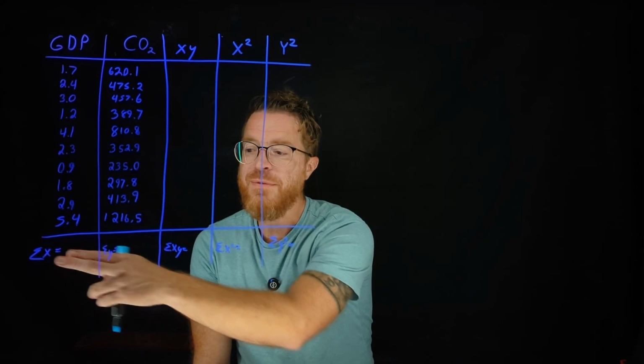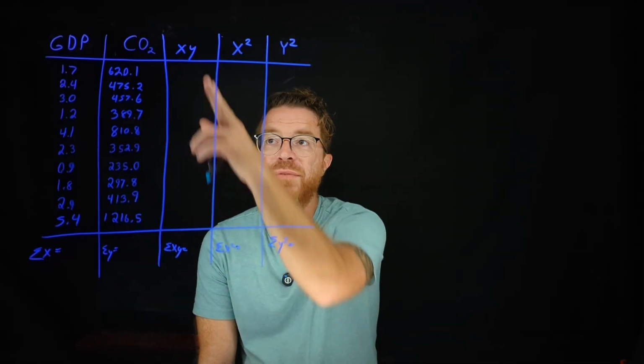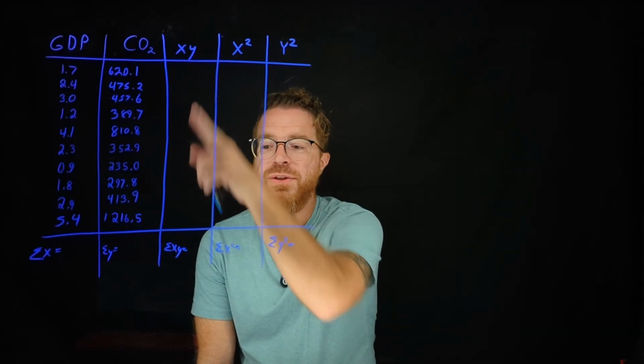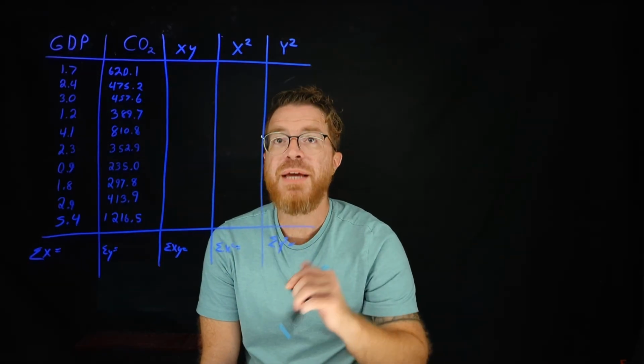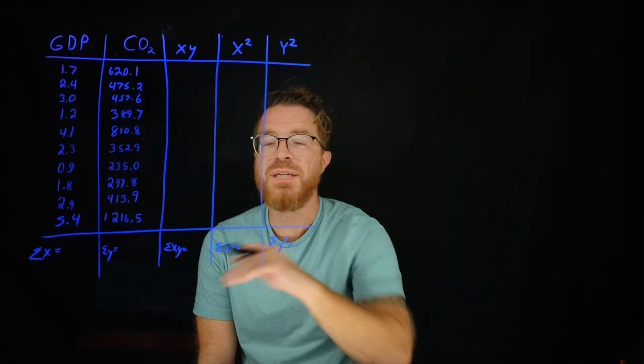We're going to calculate the sum of x and the sum of y. We have x and y, so we're going to multiply these by each other and sum those up. We're going to take the square of each of these x terms and sum that up, and we're going to take the square of each of the y terms and sum that up.